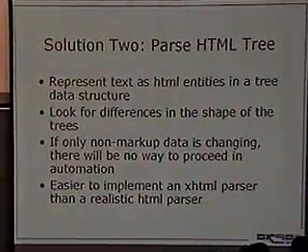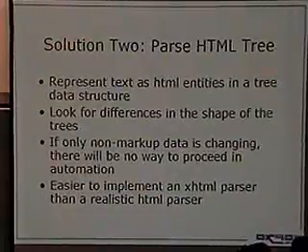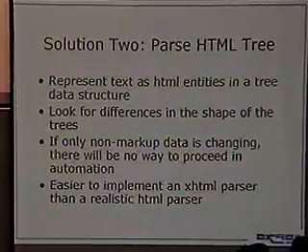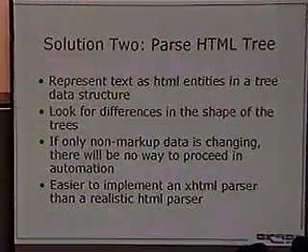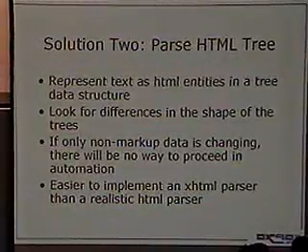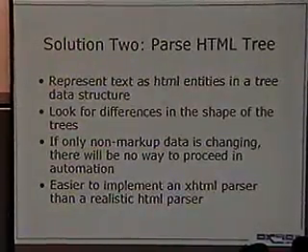So another possible solution would be to parse the actual HTML into a tree data structure. You represent the HTML entities as nodes in the data structure, and you look for differences in the shape of the tree. You write recursive traversal algorithms. But there are a couple of problems with that, and the first one is I'm lazy. That's a bit more complex than what I wanted to do when I was writing a tool.